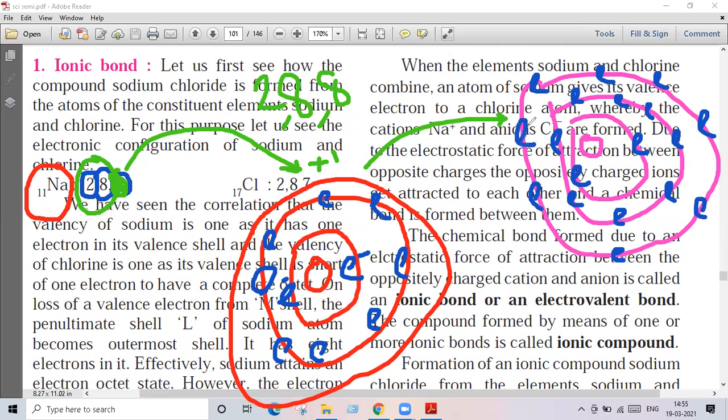Now, this becomes NaCl, sodium chloride. And the bond formation here is known as an ionic bond.